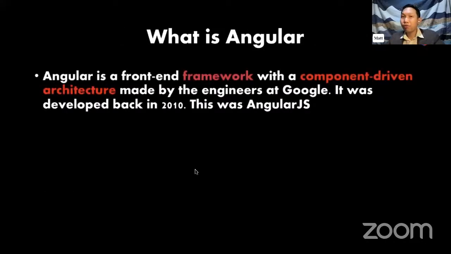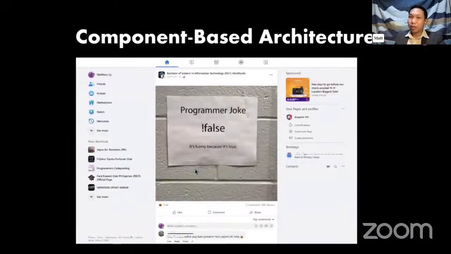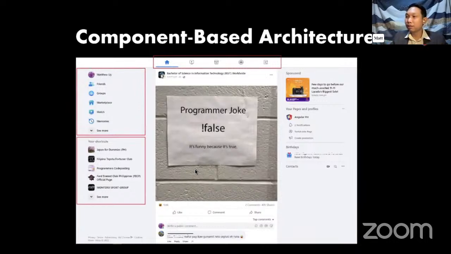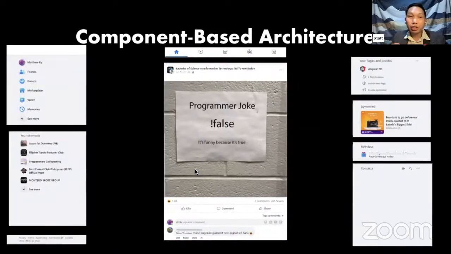So again, Angular is a front-end framework with a component-driven architecture. Now let's define component-driven architecture. In a component-driven or component-based architecture, an example is, let's say you have a website, Facebook, for instance, and if you look at the website of Facebook, we can group this whole page into smaller components, or subcomponents, so that if there are components that can be reused in other pages, we don't necessarily have to repeat ourselves again. So that is one good thing about Angular, that it's component based, so the code can be reused multiple times.